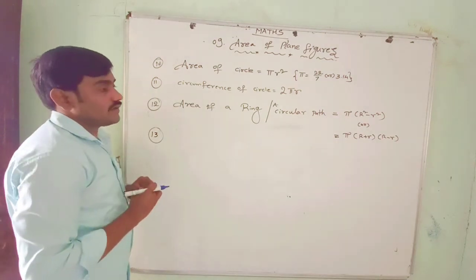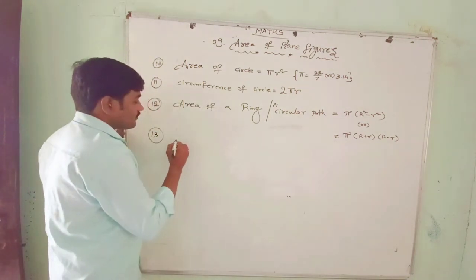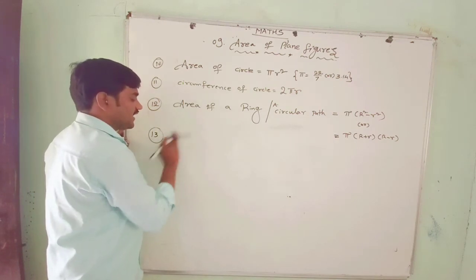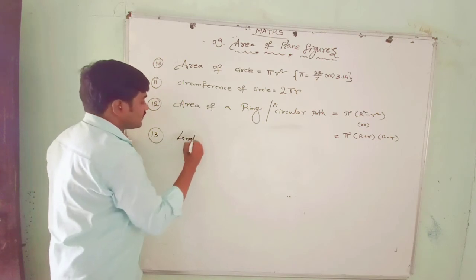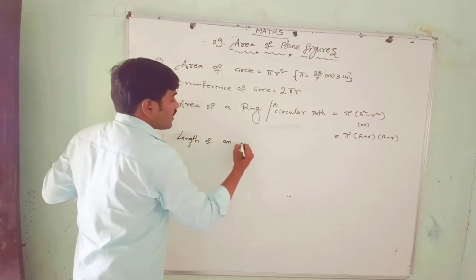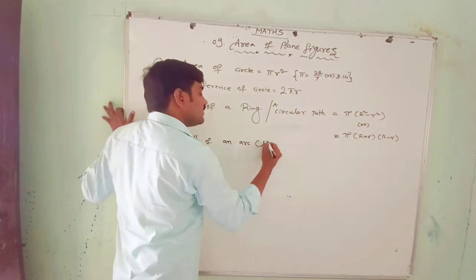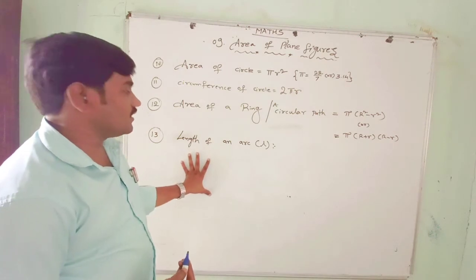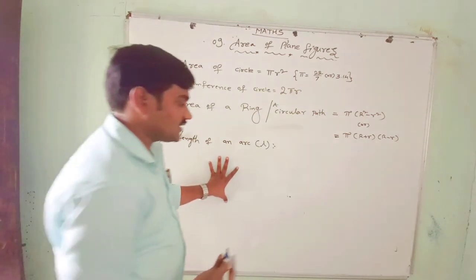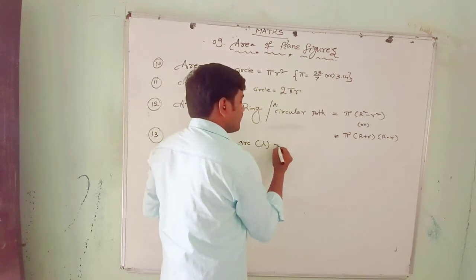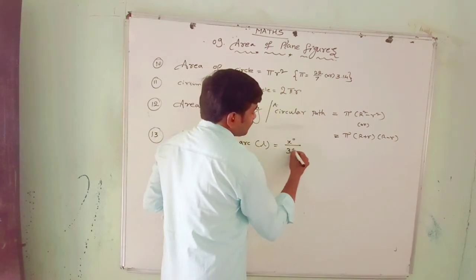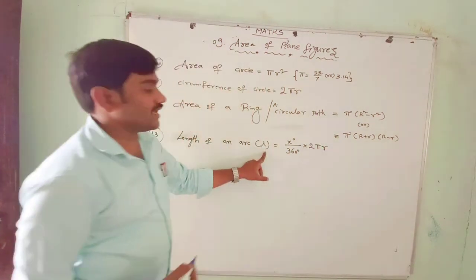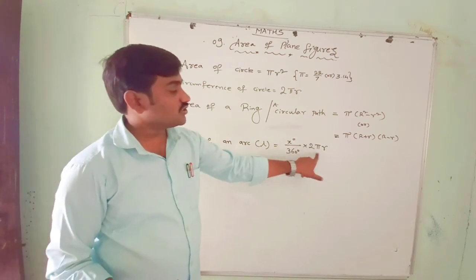So the next one we go for is the area of a sector. Before going to the area of a sector, let us find out the length of an arc. What is the meaning of an arc? The length of an arc is denoted by L. What is the formula? Let me tell you. The formula for the length of an arc is L equal to x degrees by 360 degrees into 2 pi r.